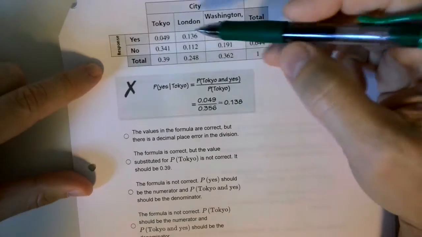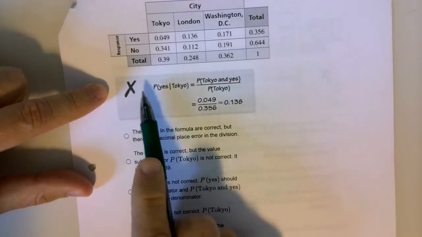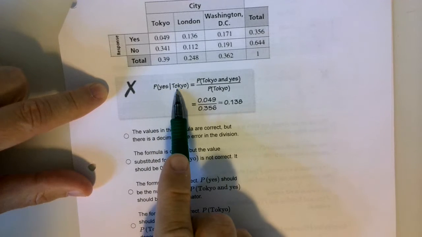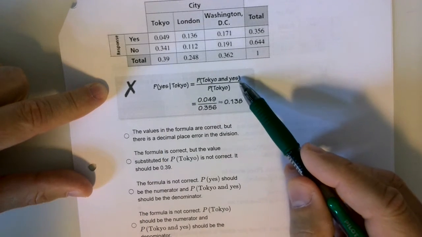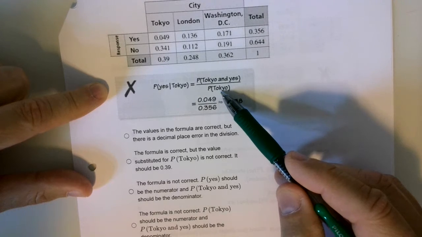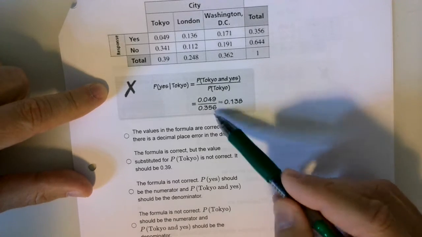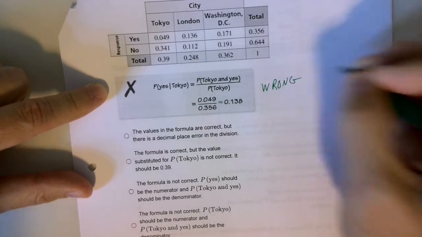So this next one, it's a pretty big one. It talks about which one of these things is an error. So the probability of yes, given the fact that it's in Tokyo, is shown by probability of Tokyo and yes divided by the probability of Tokyo. And then they got some numbers there, and they're saying this is wrong. What is wrong with this?